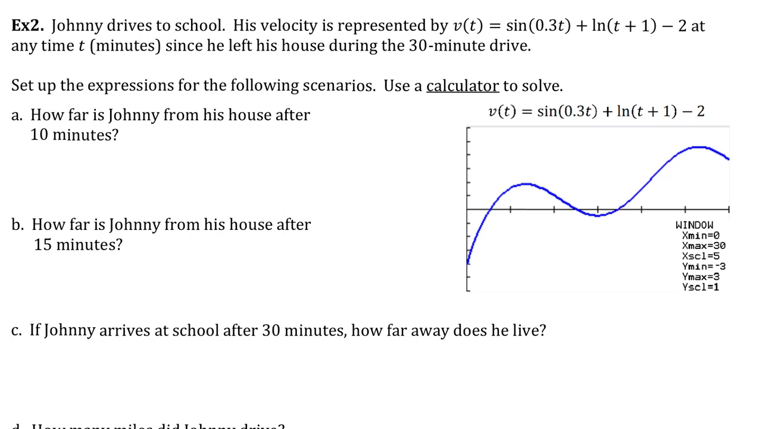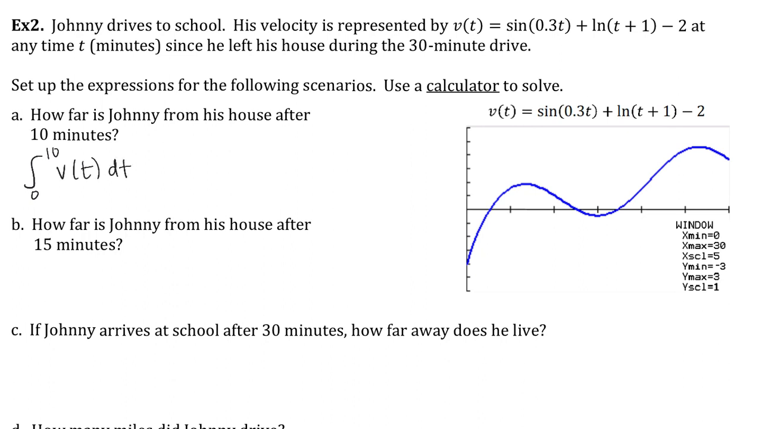Okay, we're going to set up the expressions and then have our calculator evaluate them. So the first question is, how far is Johnny from his house after 10 minutes? Given that we only know his velocity, we would like to know his position after 10 minutes. From position to velocity, I take the derivative. From velocity to position, I take the antiderivative. So for the first 10 minutes, from 0 to 10, I want the integral of v of t dt.